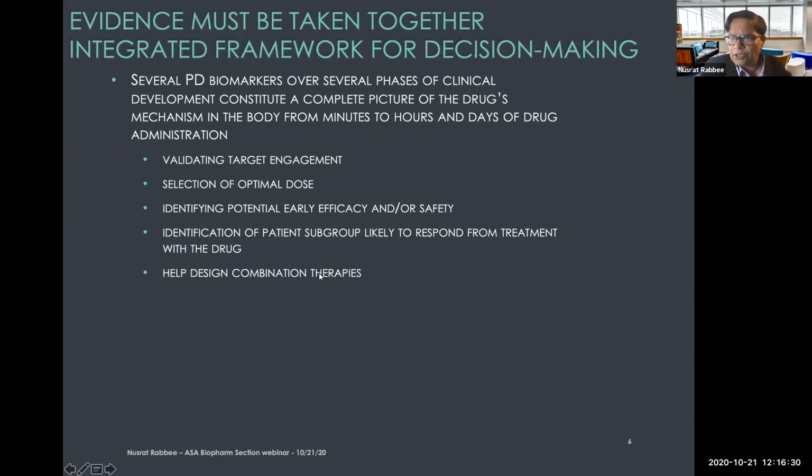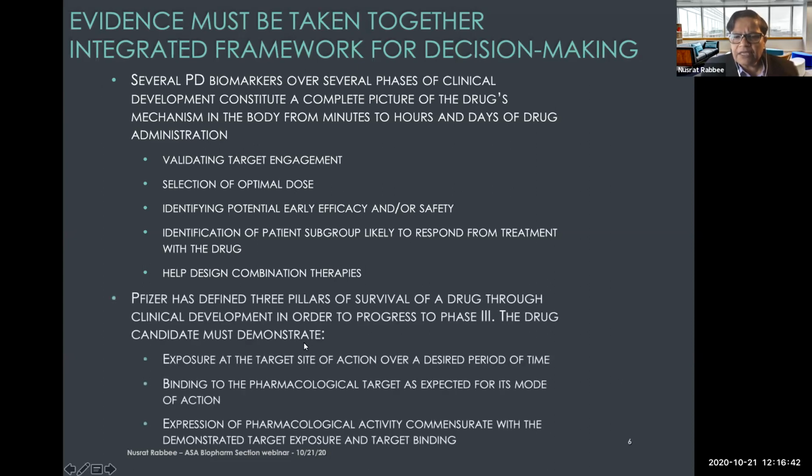And also biomarkers are studied to see if a combination of drugs is going to be suitable for treating the patient. I just want to quickly mention that there are 3 pillars that Pfizer has put out, and I've discussed this in the book, that there are 3 pillars of survival of a drug through clinical development in order to progress to phase 3. We all know this very well, we are in the pharma industry. Many of us are, I'm assuming most of you are.